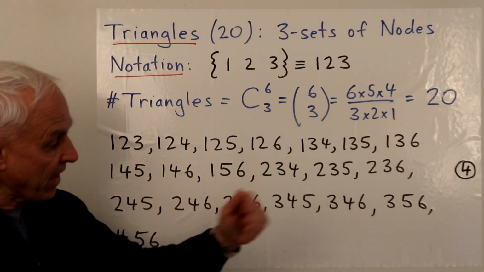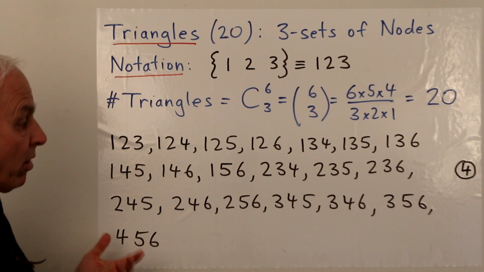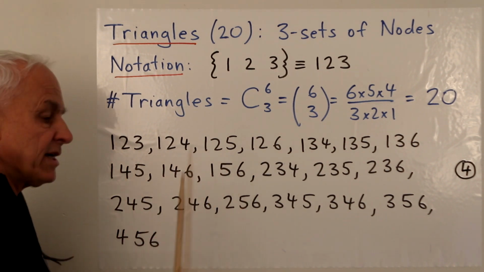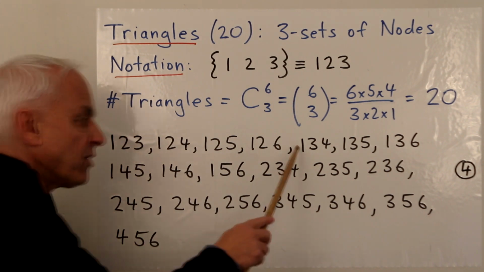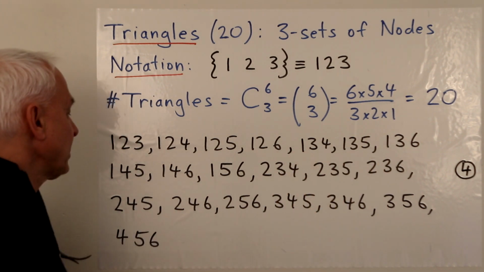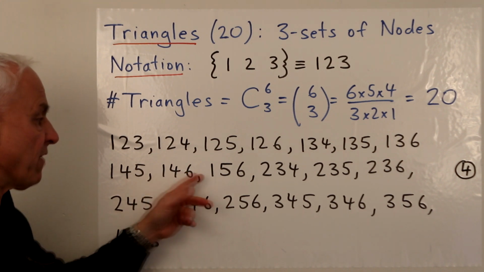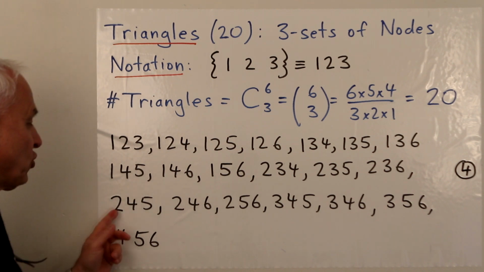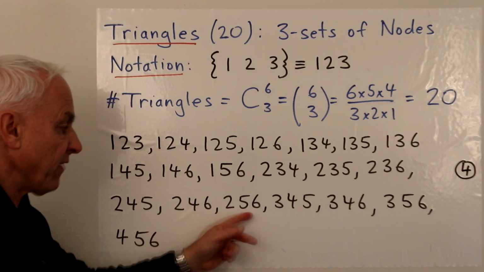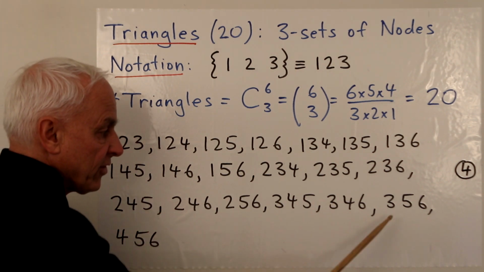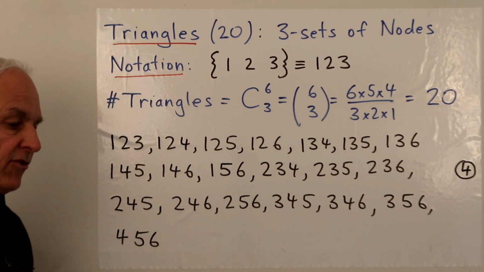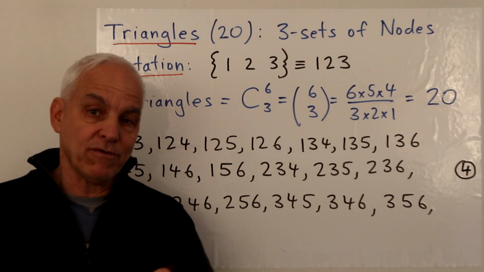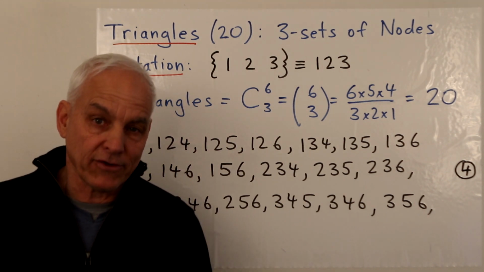And we can verify that it's correct by listing them all. 1, 2, 3, 1, 2, 4, 1, 2, 5, 1, 2, 6. 1, 3, 4, 1, 3, 5, 1, 3, 6, 1, 4, 5, 1, 4, 6, 1, 5, 6. 2, 3, 4, 2, 3, 5, 2, 3, 6, 2, 4, 5, 2, 4, 6, 2, 5, 6, 3, 4, 5, 3, 4, 6, 3, 5, 6, and 4, 5, 6. And make sure that you agree that this is a very natural way of listing these 20 objects.